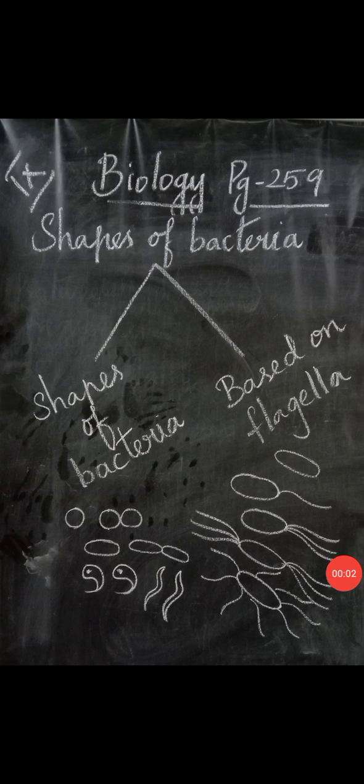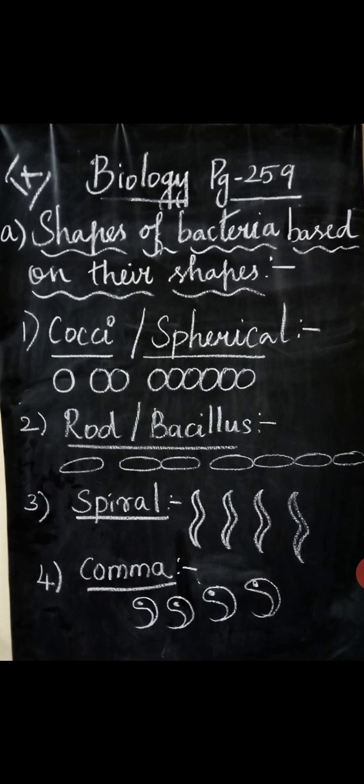Good evening, students. Today we are going to see about the shapes of bacteria based on their size, and one is based on their flagella. Here, based on their shape and size, there are four different categories: cocci, rod, spiral, and comma shape. Cocci will be round or spherical in shape. This will occur singly, in pairs, or in chains.